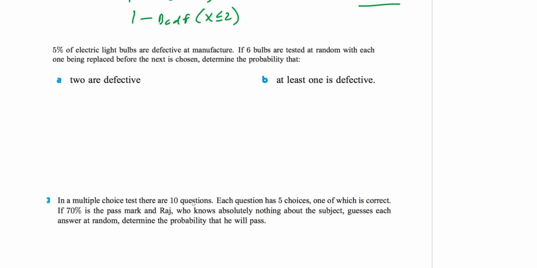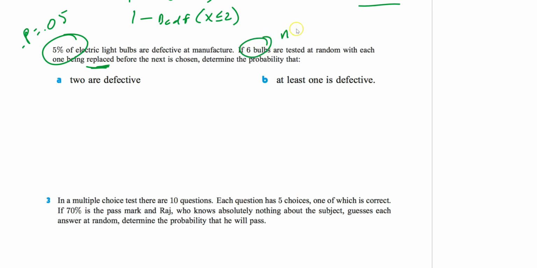With that in mind, let's race through these next 2 real quick. I'll try to give you a little diversity in problems. 5% of electric light bulbs are defective at manufacture. If 6 bulbs are tested at random, each one replaced, notice independent before the next is chosen, determine the probability. So again, notice what we have. 5% are defective, so probability 0.05. I probably should check that first, because they might say how many are good, and then it'll be 0.95. But they're asking how many are defective, so I'm good, right? Probability defective, 0.05, that's what I'm looking for, I'm good.